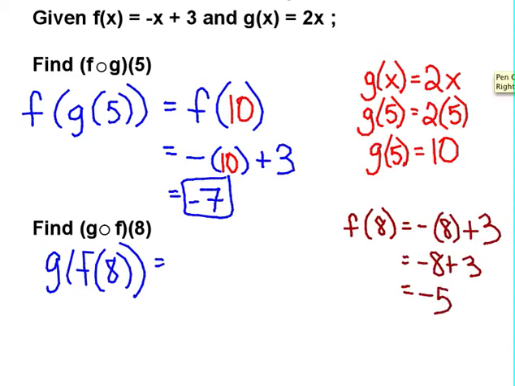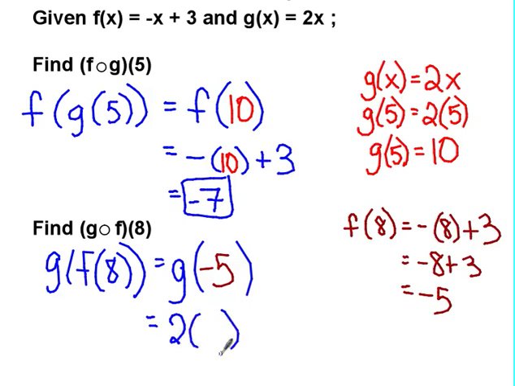Back to my problem here, g of f of 8. Well, instead of f of 8, I'm going to write what I just solved for, negative 5. Instead of f of 8, that is, after all, what it equals. All right, now we have to find g of negative 5. What does the g function do? It takes 2 times something. The something for this one is negative 5. 2 times negative 5 is negative 10.